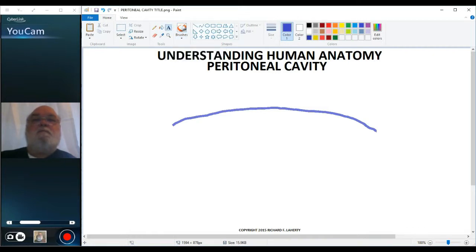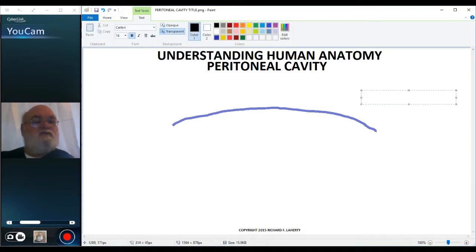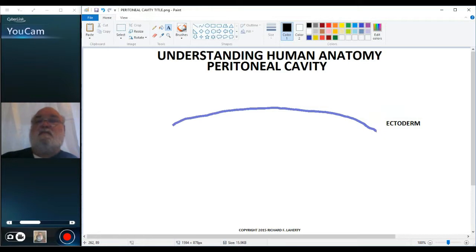Now, the ectoderm is the germ layer that forms the outer surface of the body. So this blue line is the surface ectoderm.